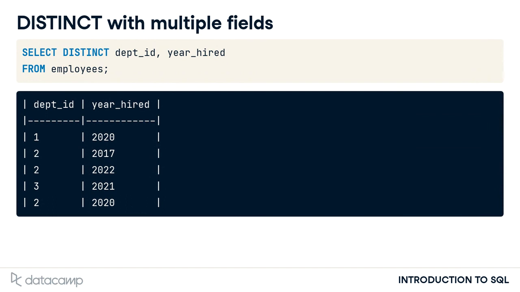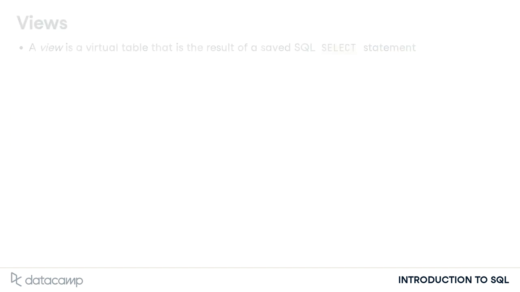To avoid repeating this information, we could add the distinct keyword before the fields to select. Notice that the Department ID and year hired fields still have repeat values individually, but none of the records are the same. They are all unique combinations of the 2 fields.